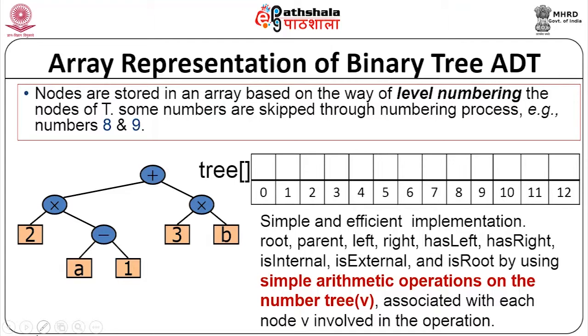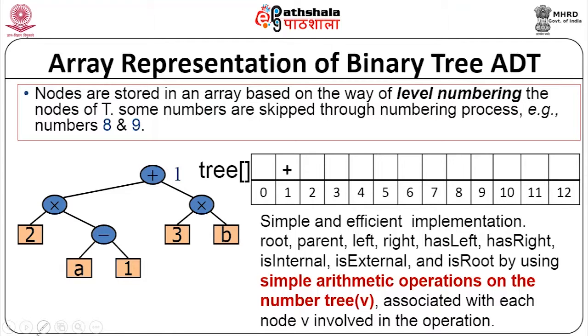So, now let us look at some of the representations of binary trees. First we look at array representation of a binary tree ADT. The nodes are stored in an array based on level numbering. I will come to that. While level numbering the nodes of T, some numbers are skipped. This is a simple and efficient implementation. Root, parent, left, right, has left, is internal, is external, is root are just arithmetic operations. So, that way it is a very simple and efficient operation.